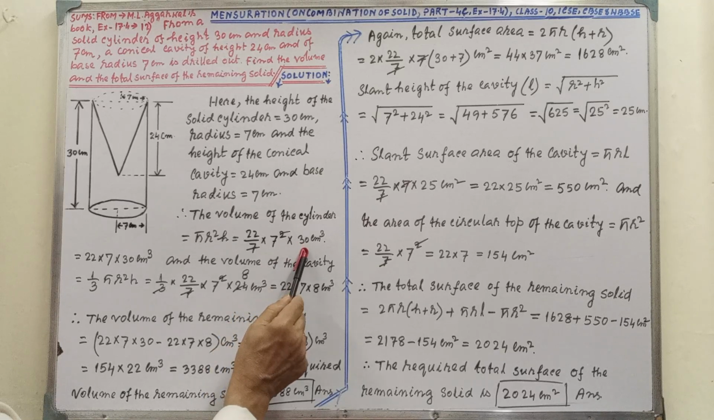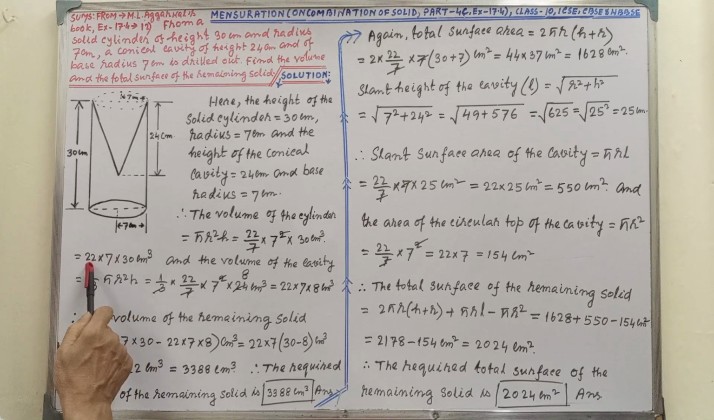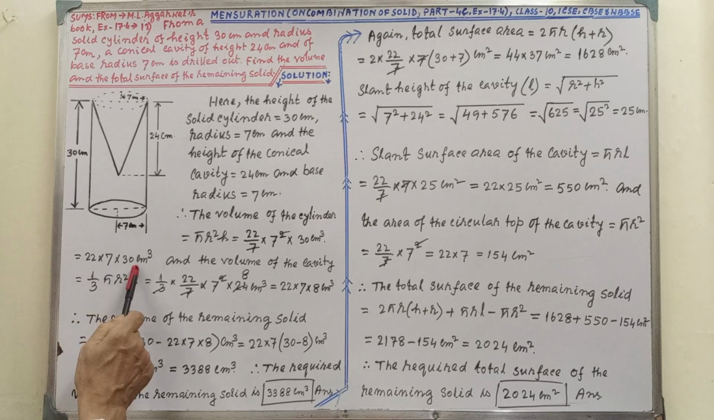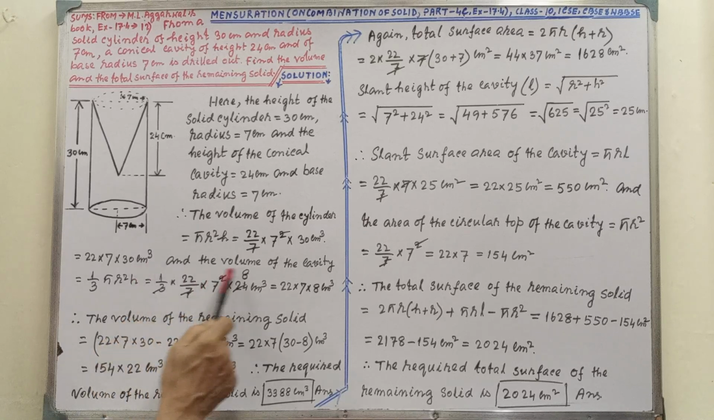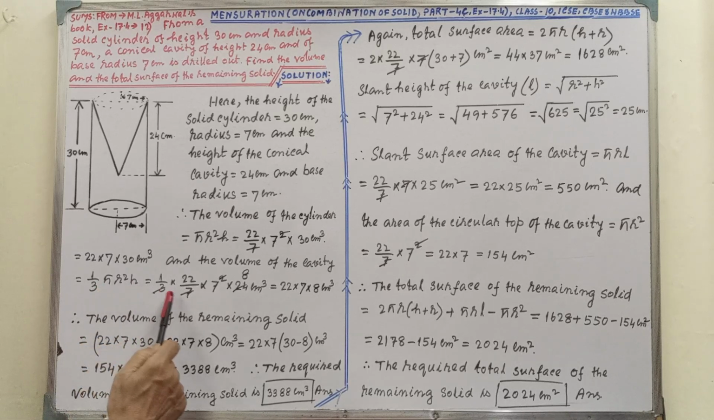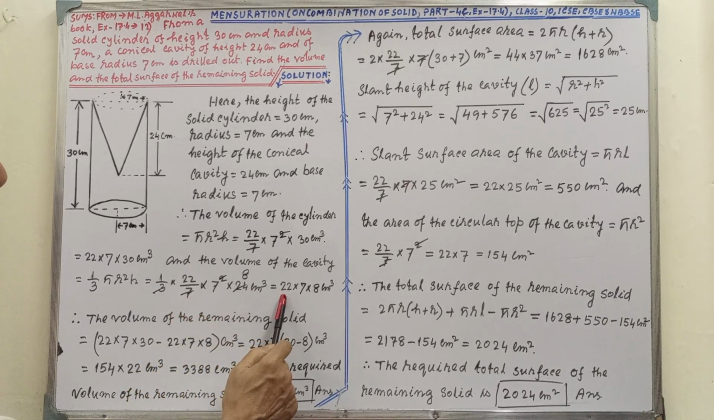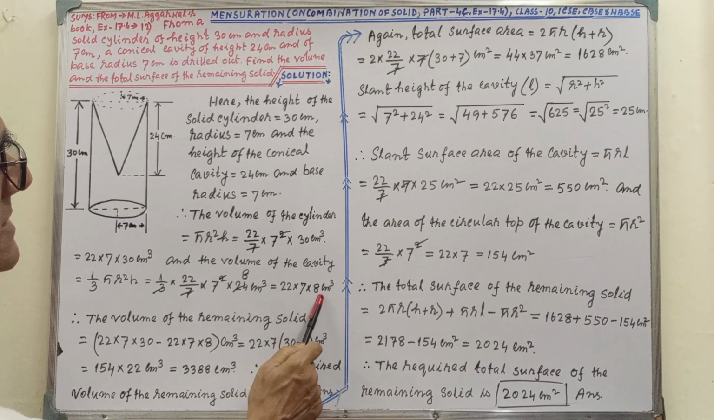After putting and simplifying, we are getting 22 into 7 into 30 centimeter cube. Without multiplying, I am keeping it this way for easier calculation. And the volume of the conical cavity is 1/3 pi r square h. After writing the formula, we put the relevant values. After putting, we are getting 22 into 7 into 8 centimeter cube.